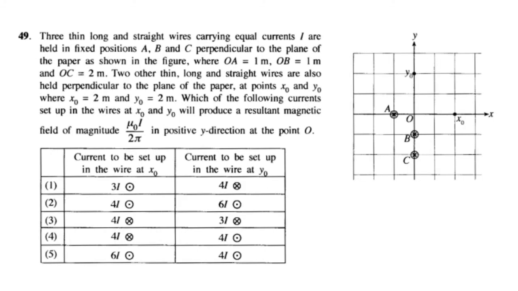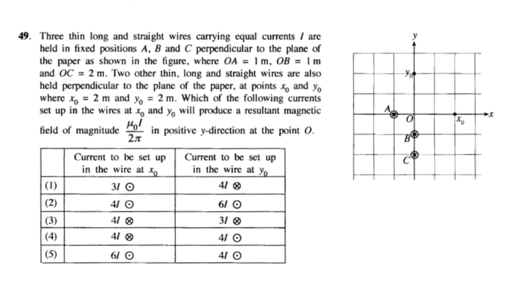Question number 49. 3 thin, long and straight wires carrying equal currents are held in fixed positions perpendicular to the plane of the paper as in the figure. And another 2 thin, long and straight wires are also held perpendicular to the plane of the paper at points x0 and y0. They are asking for the currents in x0 and y0 to produce a resultant magnetic field at the point O of mu naught I over 2 pi.